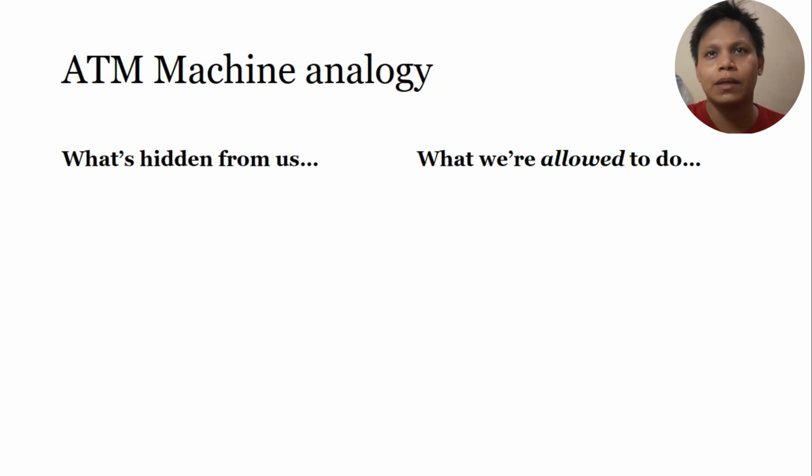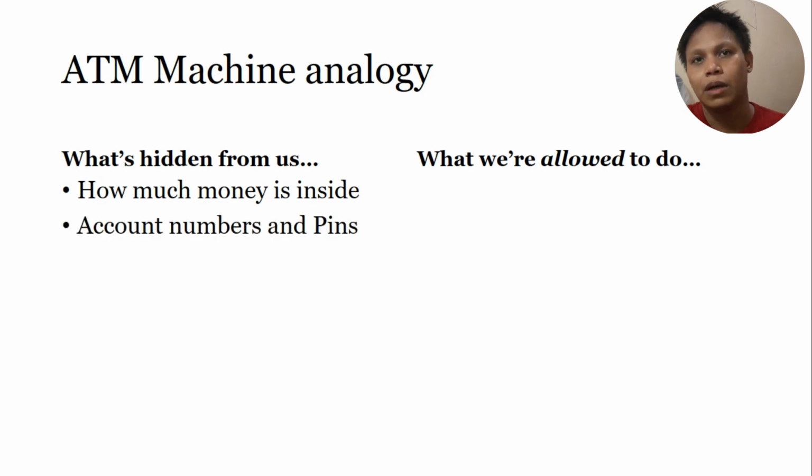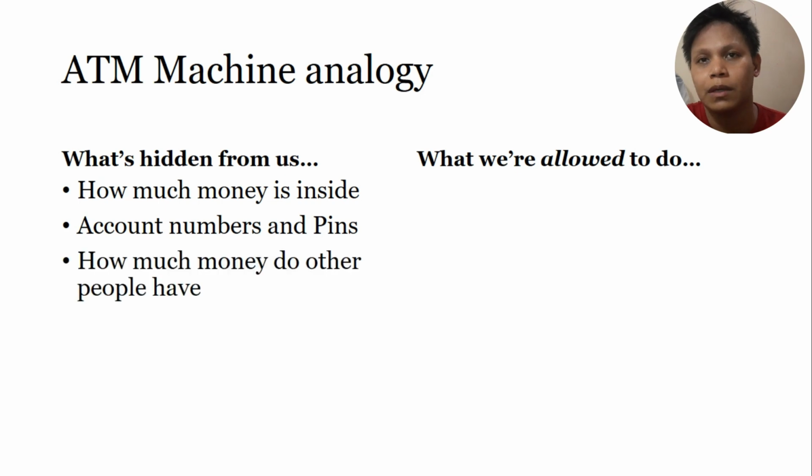Just like in programming, there are certain objects like an ATM that hide stuff. In an ATM, what's usually hidden is how much money is inside, and possibly the account numbers of everyone registered in the bank, and their respective PINs. There's no way for us to get those unless we hack the ATM. And of course, we don't know how much money other people have, unless they allow us to use their cards.